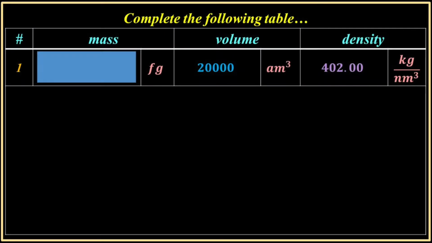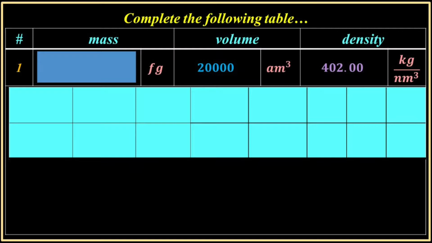So number 1, we're looking for the mass in femtograms, and the volume is 20,000 cubic attometers, and the density is 402.00 kilograms per cubic nanometer. So there's a lot to keep track of, and each column will be a value with a numerator and a denominator. So to make that a little bit clearer, let's just start, and it'll become a little clearer.